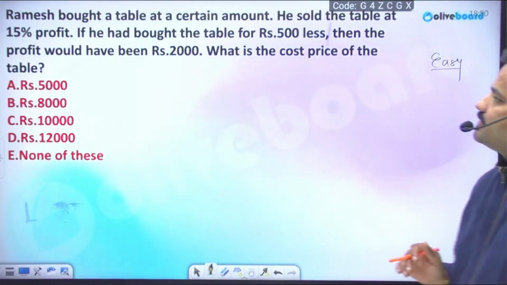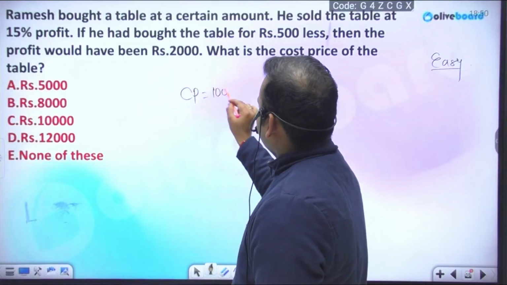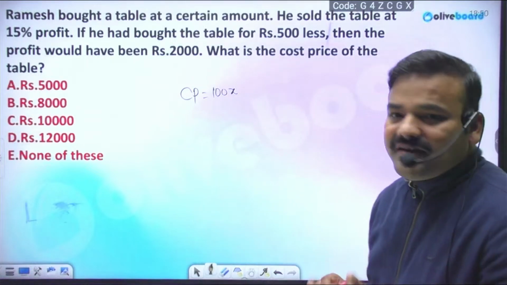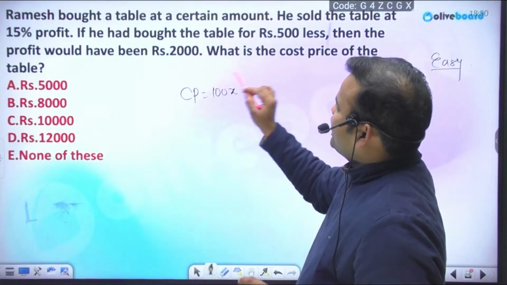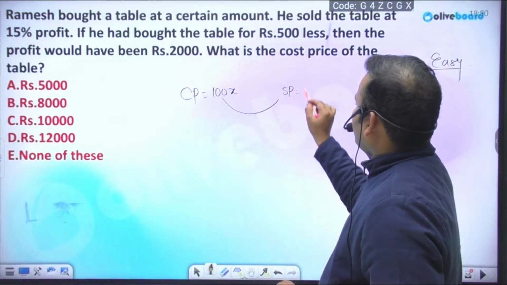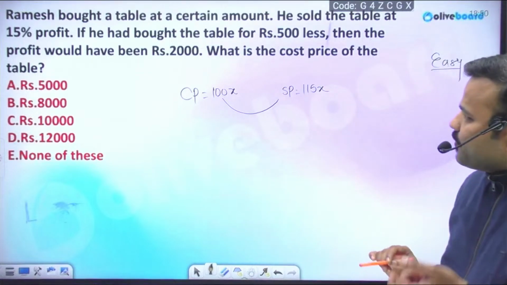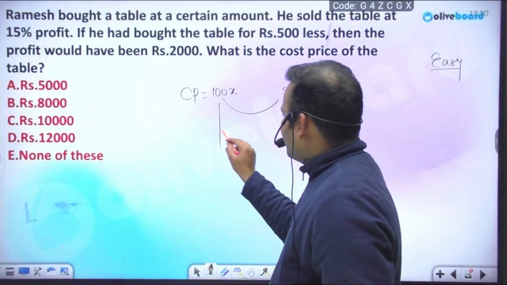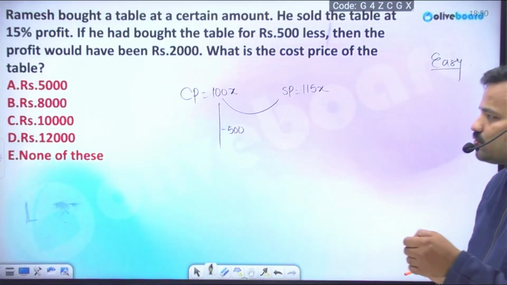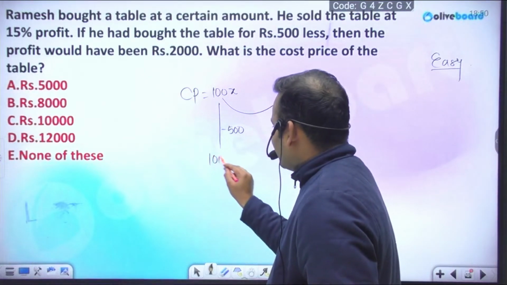Clear? So let's say the cost price of the table is 100x. Why am I considering 100x? Because it's easy to calculate 15% of 100x, or else it will be in decimals. Ramesh bought the article at this price. He sold the table at 15% profit. That means he's selling it at 115x. Even you can calculate via ratio also. If he had bought the table at 500 less, then the profit would have been rupees 2000. So the cost price over here is 100x minus 500.